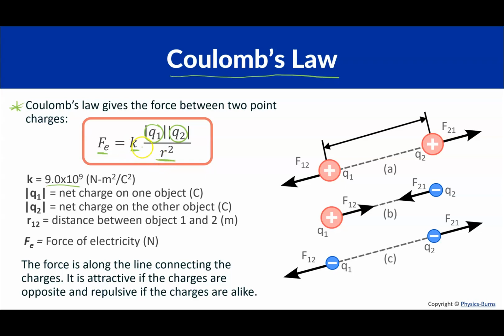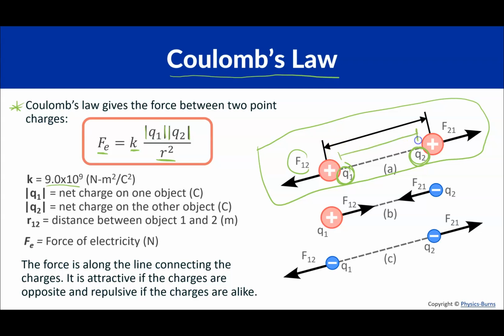One thing I also want to say is that because we're using these absolute values, as you can see here, this is going to give us the magnitude, so it's not going to give us the direction. So what is this saying? It's saying what this force is equal to, if we look at this diagram here. It's going to depend on how strong this charge is, how strong this charge is, and how far they are from each other. Depending on those factors, that's going to tell us what the force of electricity is equal to.